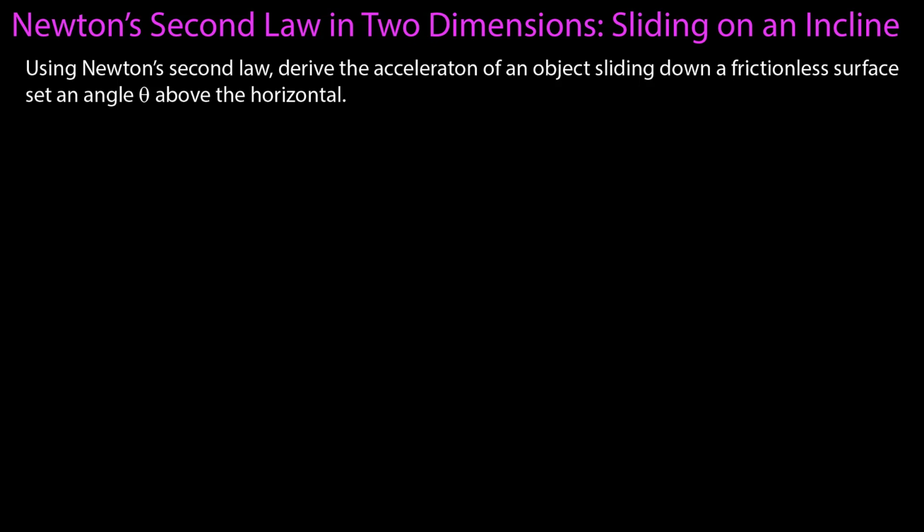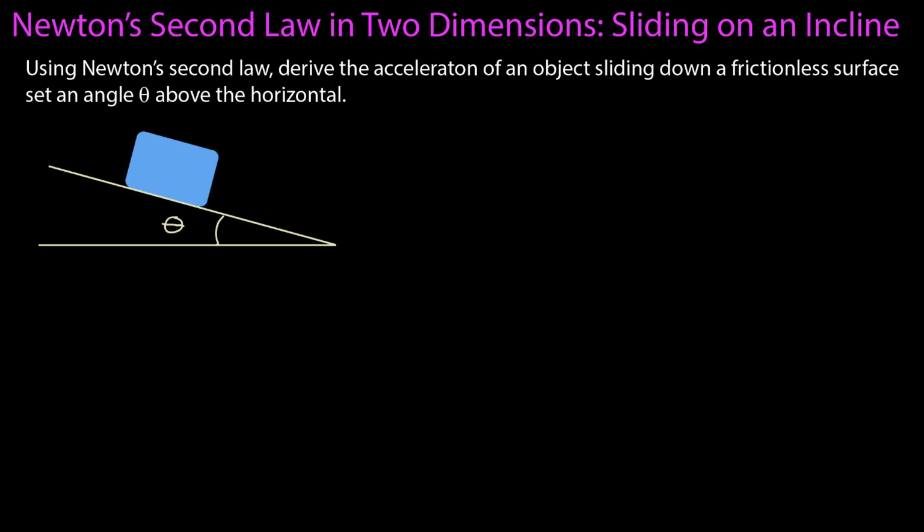In a previous video, I implied that the acceleration of an object sliding down a frictionless surface set at an angle theta above the horizontal was the acceleration due to gravity g times sine of that angle. Now, as an example, we want to use Newton's second law to derive that expression. First, we're going to start with a picture.